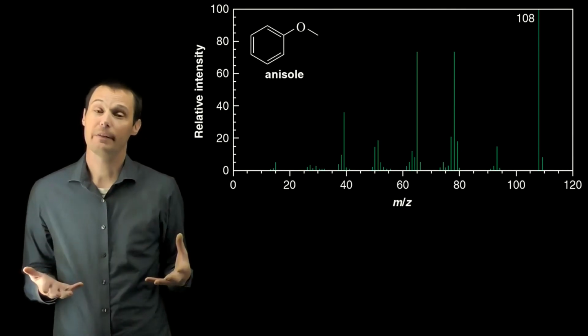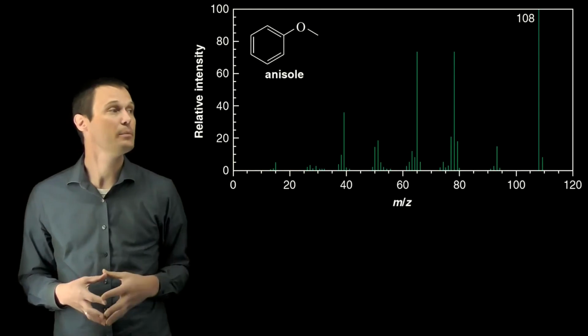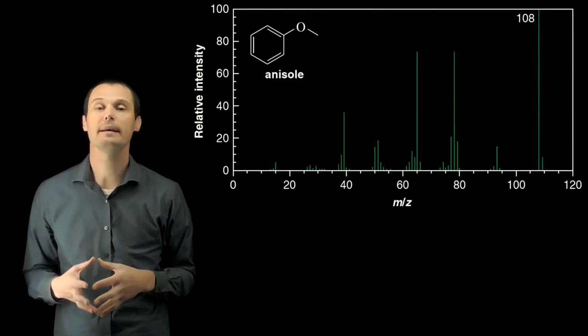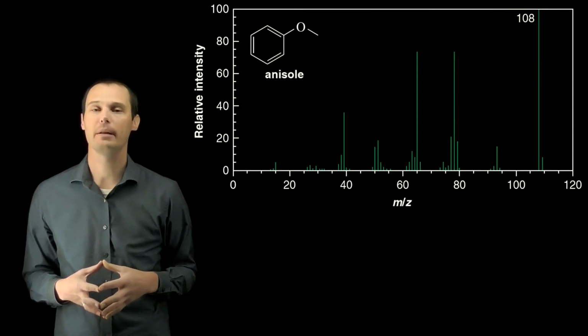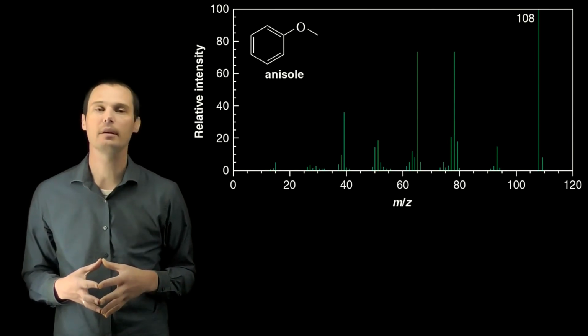to occur. And if fragmentation is not likely to occur, then the parent molecule is most likely able to make it to the detector without fragmenting, and that's why for anisole, the parent molecule is the most prominent peak in this spectrum.